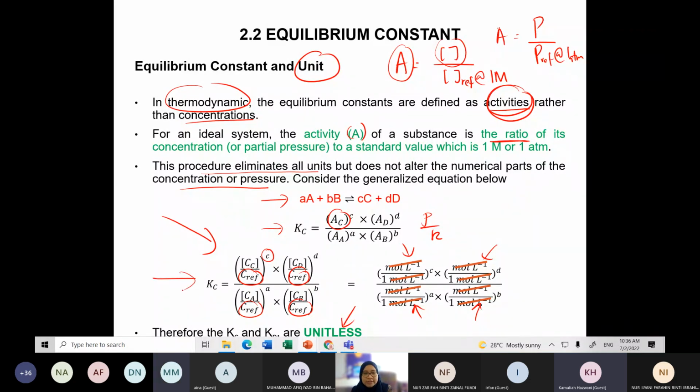Okay, so this is for Kc, but it's the same explanation and understanding for Kp. It's just that it will be atm, and you cancel out, exactly as we have here. Okay, alright. So standard value means reference.